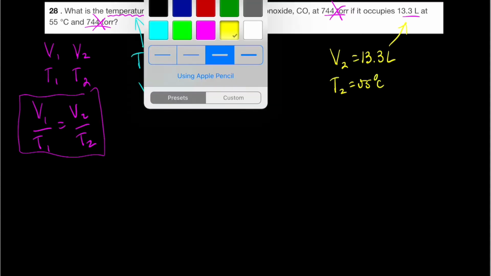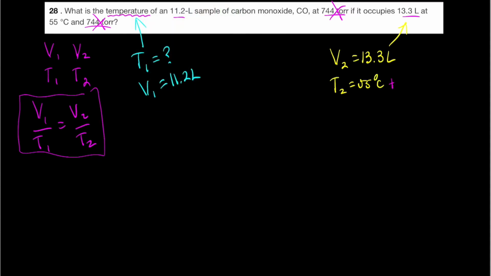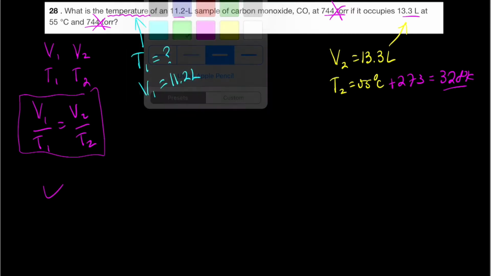Now remember, right away what you want to do is add 273 to any Celsius temperatures that are provided to you, to convert those to Kelvin. So 55 plus 273 is equal to 328 Kelvin. We have one equation with variables and one unknown, so let's get started.